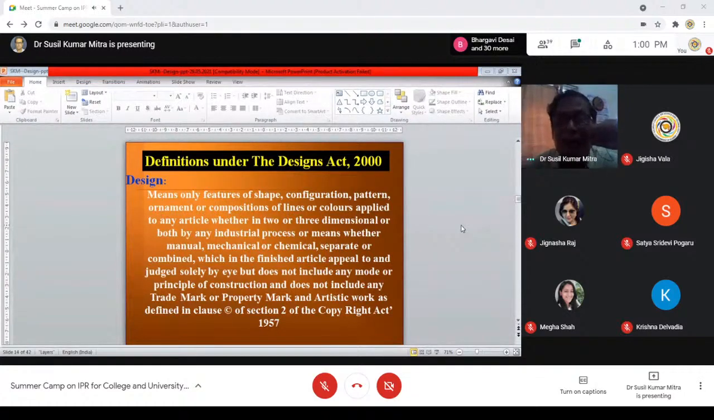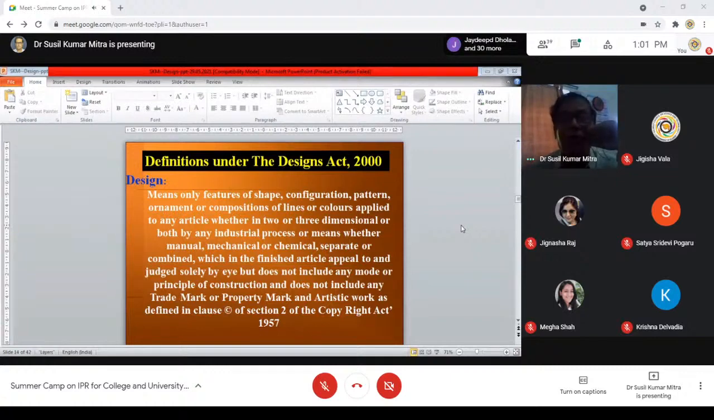The eye is the only thing, and it should be judged by the eye, whether it looks good or not. But it does not include any mode or principle of construction, because that will go to the functional part. And for that, it can be covered only under patent. So the mode or principle of construction cannot be covered under design. It can be protected only by a patent, and it does not include any trademark or any property mark.